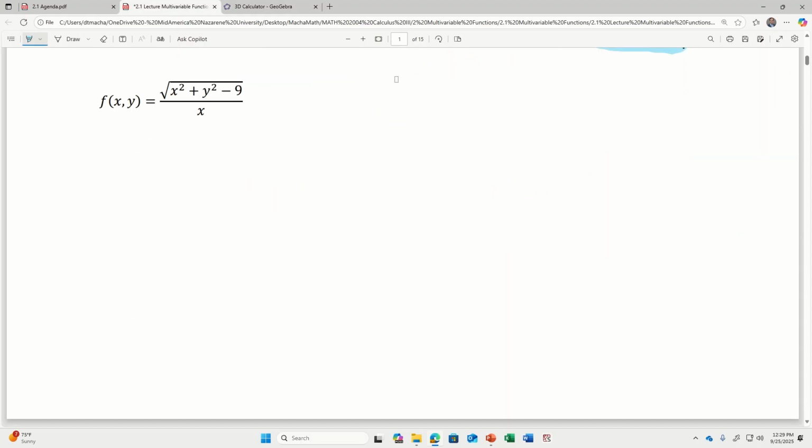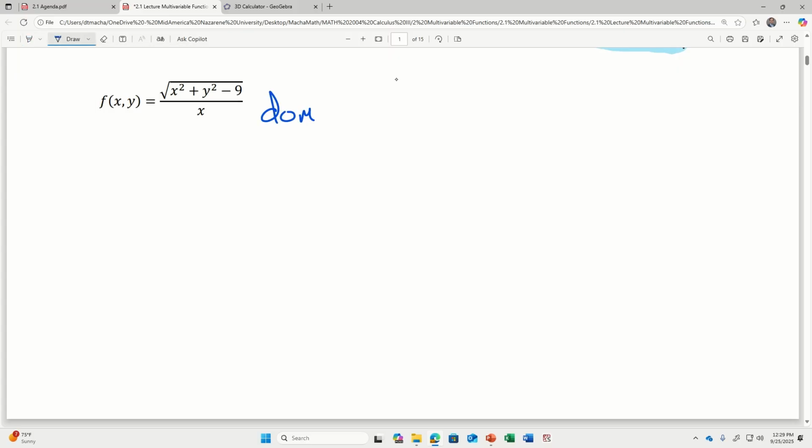So what about this one? What's my domain? You don't think x can be 0? Why not? You can't divide by 0. That's true. You can't divide by 0. So that's one thing to take note of. I definitely can't have x equals 0.